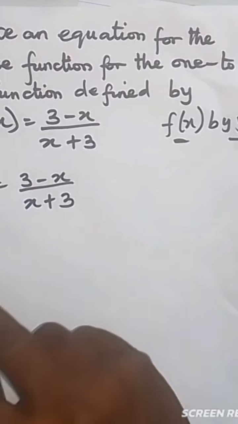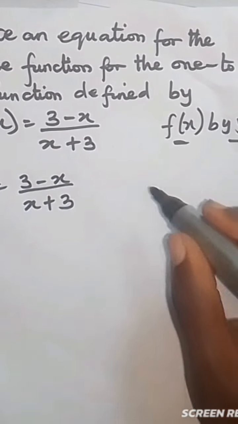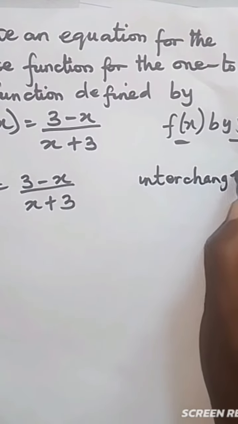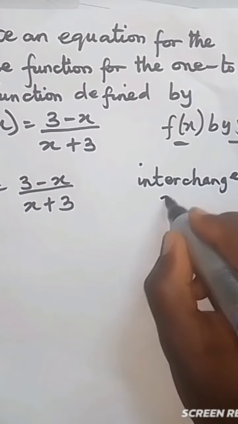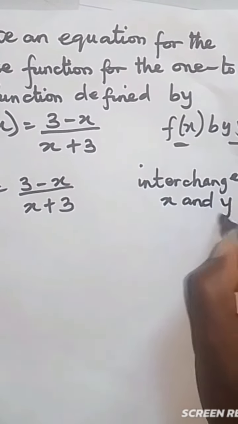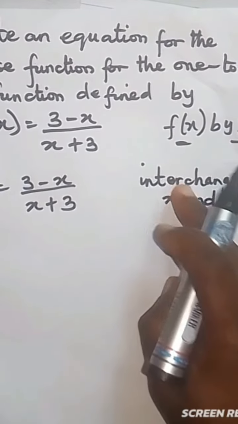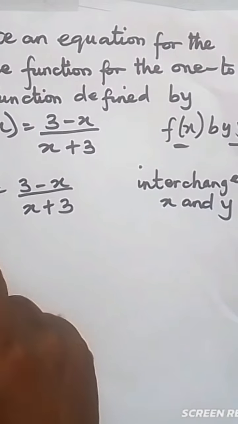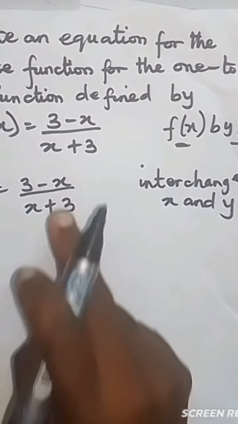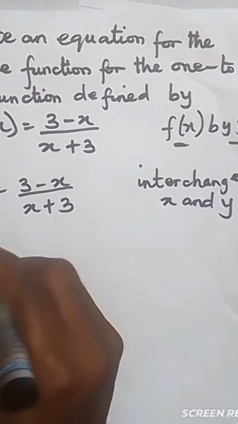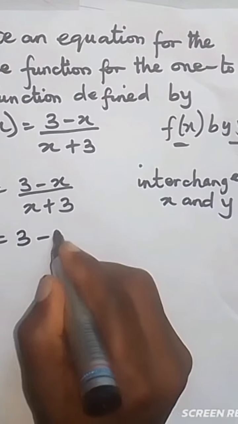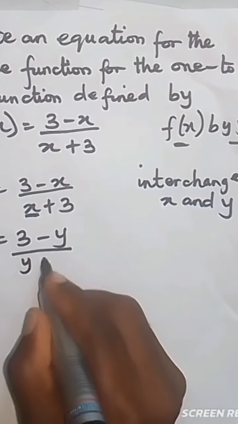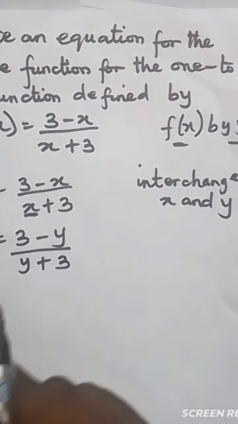Then step 2: we have to interchange x and y. That's our step 2. Where we see y, we put x, and where we see x, we put y. So here we're going to have x = (3 - y)/(y + 3). So we've done that.